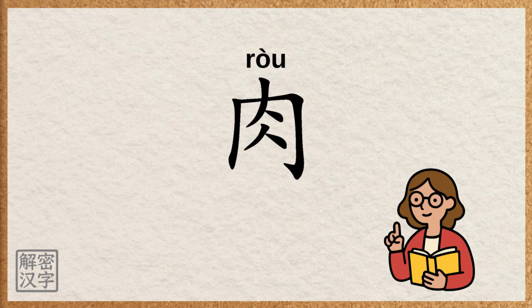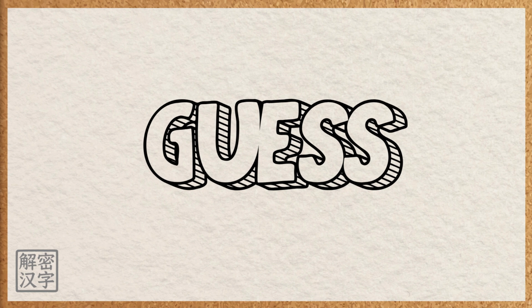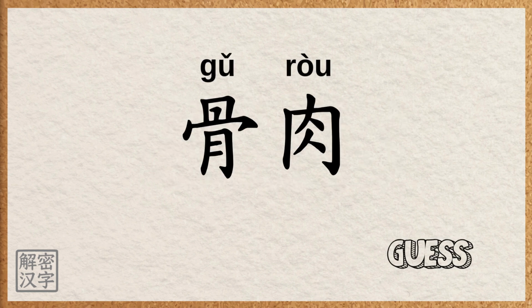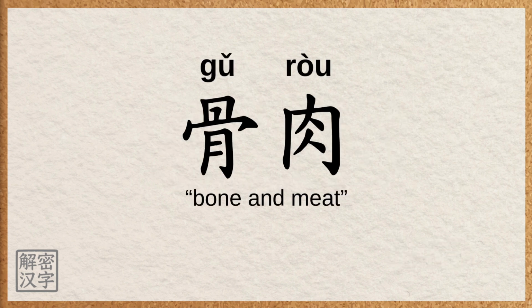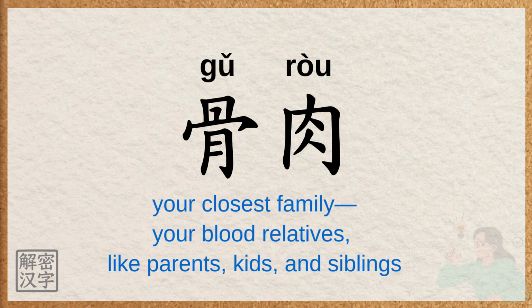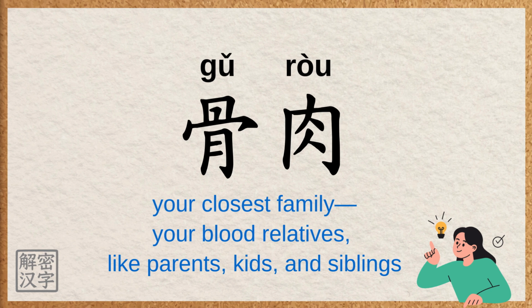Do you remember rou that we learned earlier? It means meat. Now take a guess. What does 骨肉 mean? You might think it's bone and meat, and literally it is. But in real life, people almost never use it to talk about the body. 骨肉 is a warm way to mean your closest family, your blood relatives, like parents, kids, and siblings.